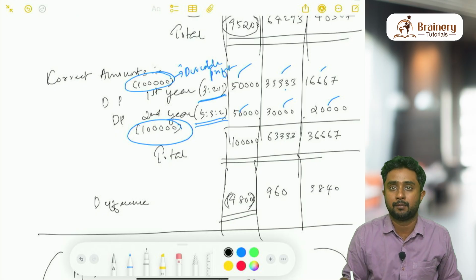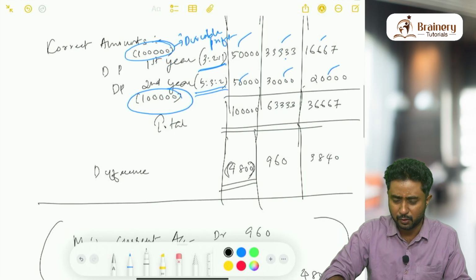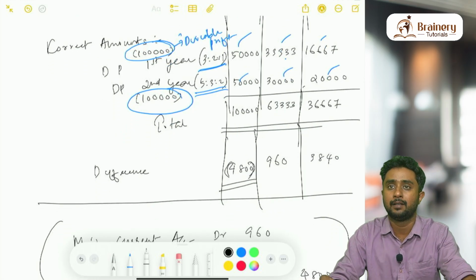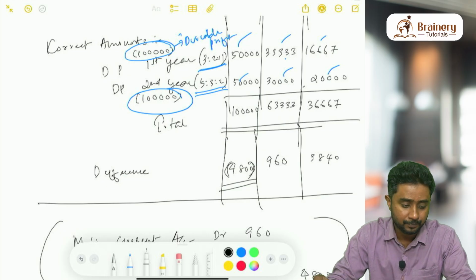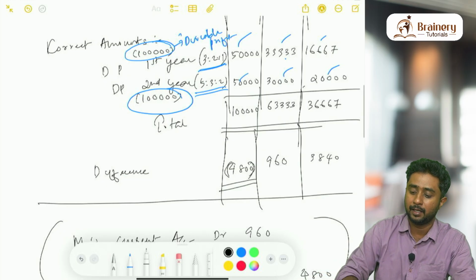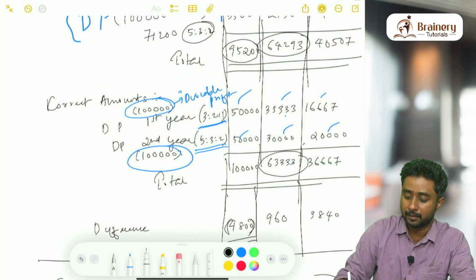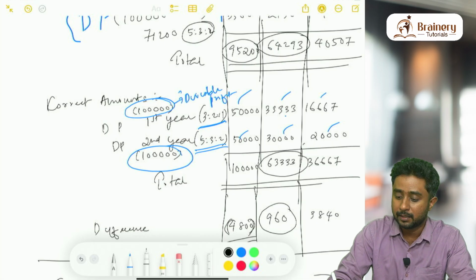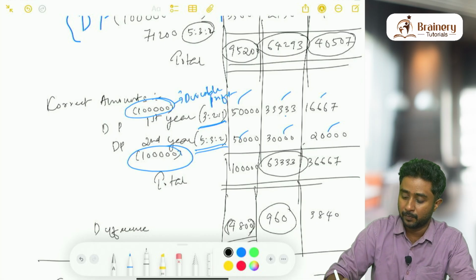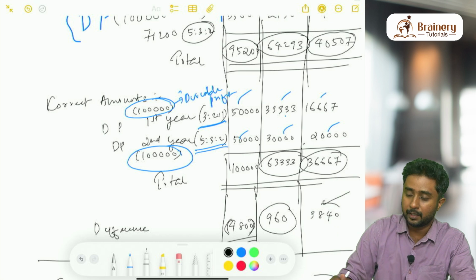Remember that negative part. That is why I put it in brackets. So negative 4,800. You must be familiar with writing negatives when it comes to past adjustments. Still, those who don't know, keep that in mind. Negative 4,800. Similarly, for the next person, 64,293 minus 63,333, you will get 960. Similarly, 40,507 minus 36,667, you will get 3,840.